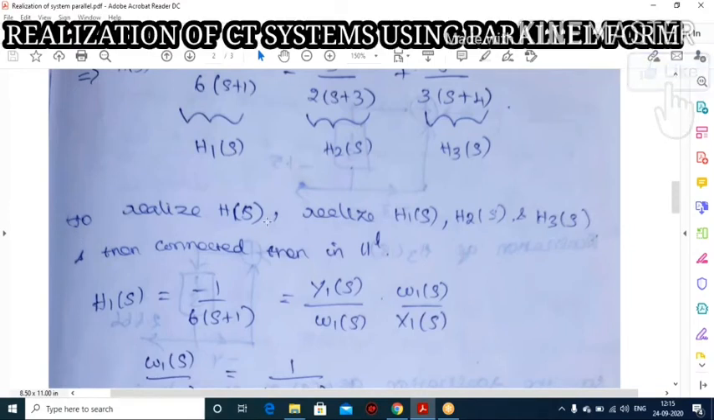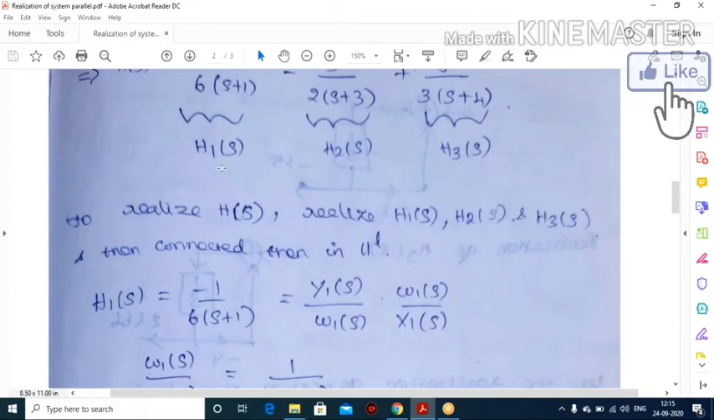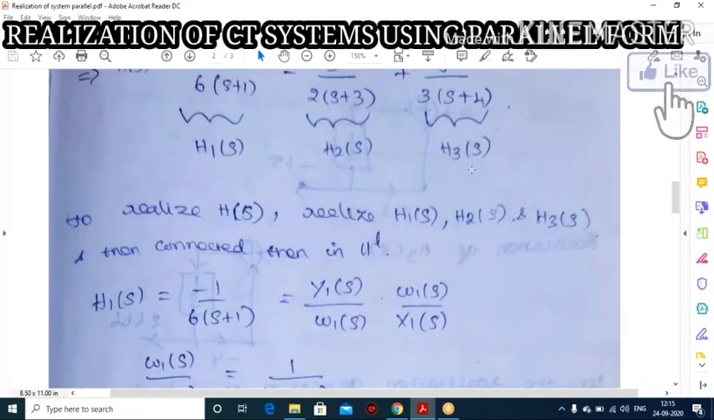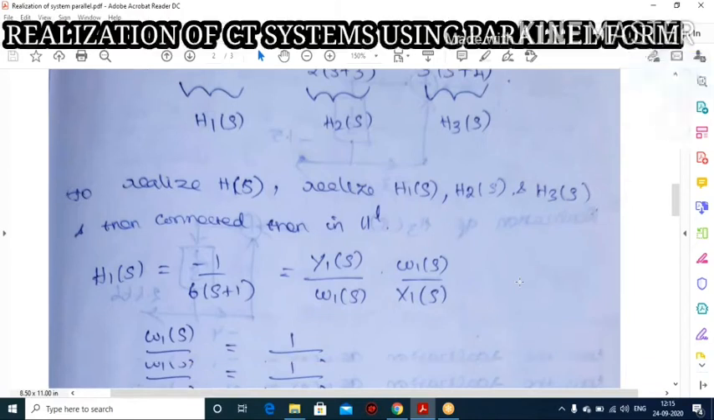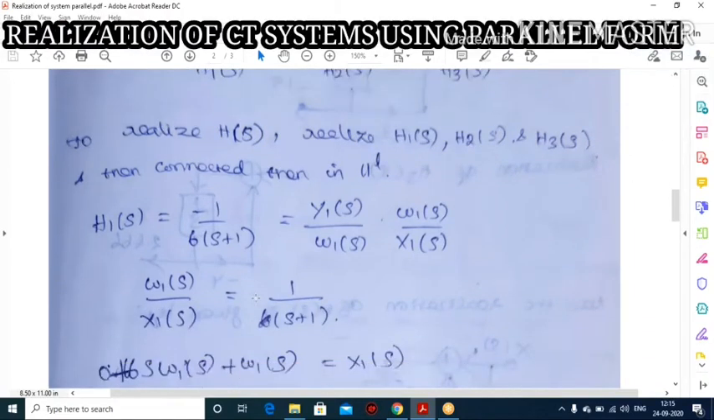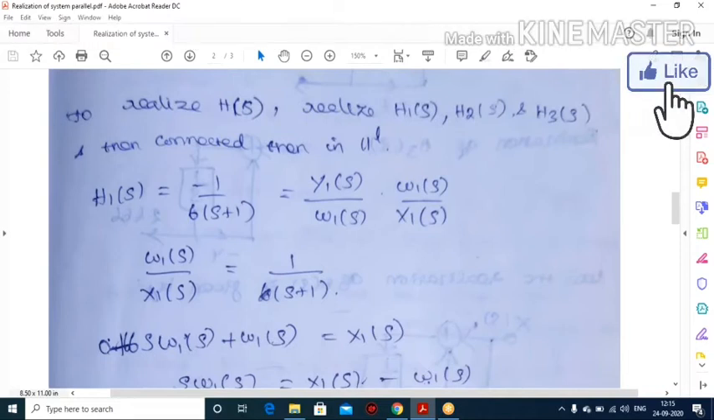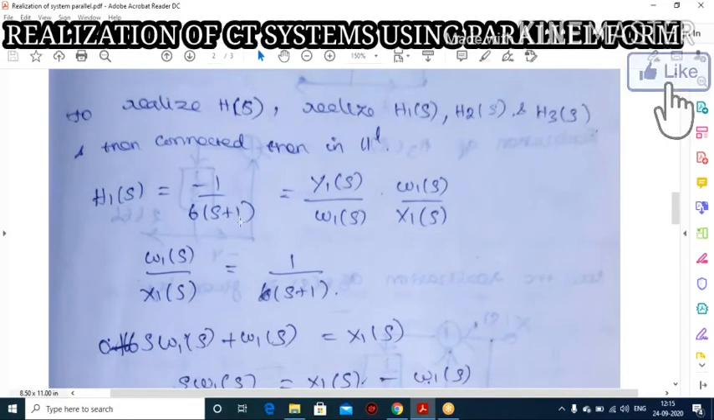See, to realize the H of S, first thing is to realize H1 of S, H2 of S, H3 of S, and then connect them in parallel. Okay, let us see one by one. First, I will take down H1 of S. So H1 of S equal to minus 1 by 6 into S plus 1.